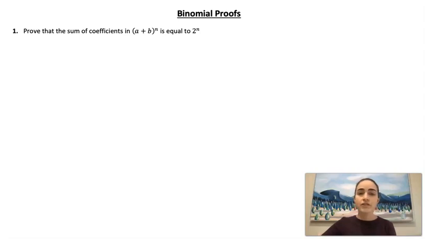In this video, I want to have a look at some proofs that involve binomial expansions. So we're just going to do two examples. Our first one asks us to prove that the sum of the coefficients in (a + b)^n is equal to 2^n.